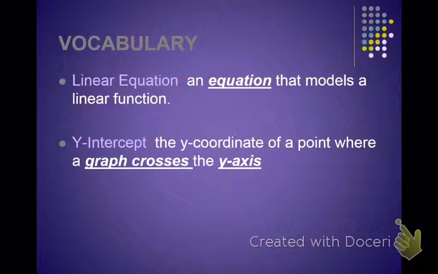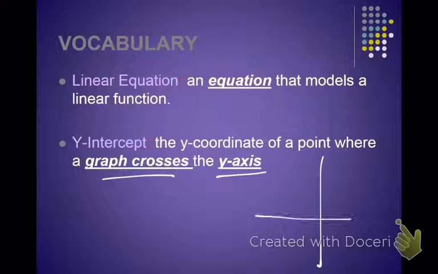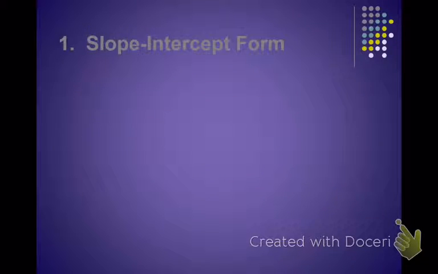Part of what we need to understand about graphing is that very often graphs will have what's called a y-intercept. If it's a function, it will definitely have a y-intercept. And the y-intercept is the y-coordinate of a point where the graph crosses the y-axis. So it's where it hits the y-axis, simply put. And remember, the y-axis is the vertical axis, and the x-axis is the horizontal axis in the coordinate plane in a graph.